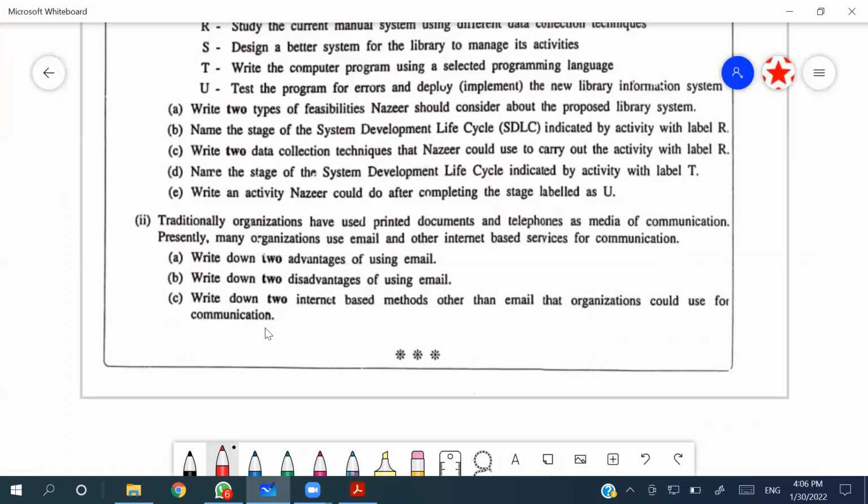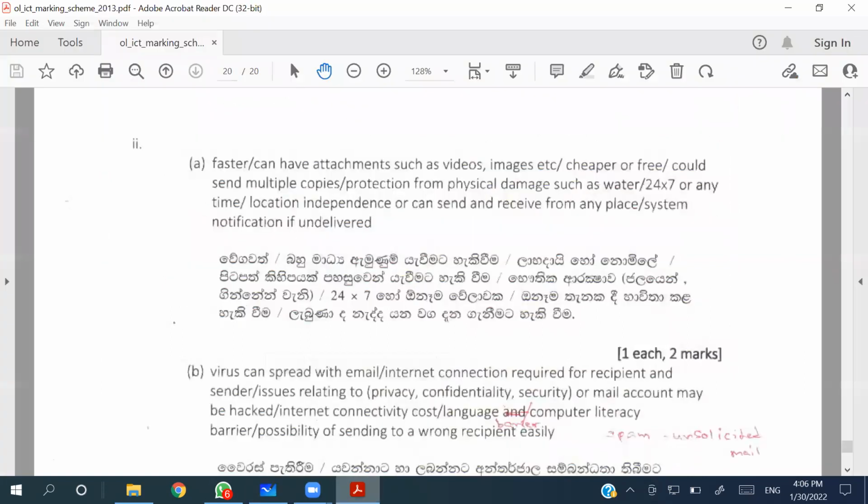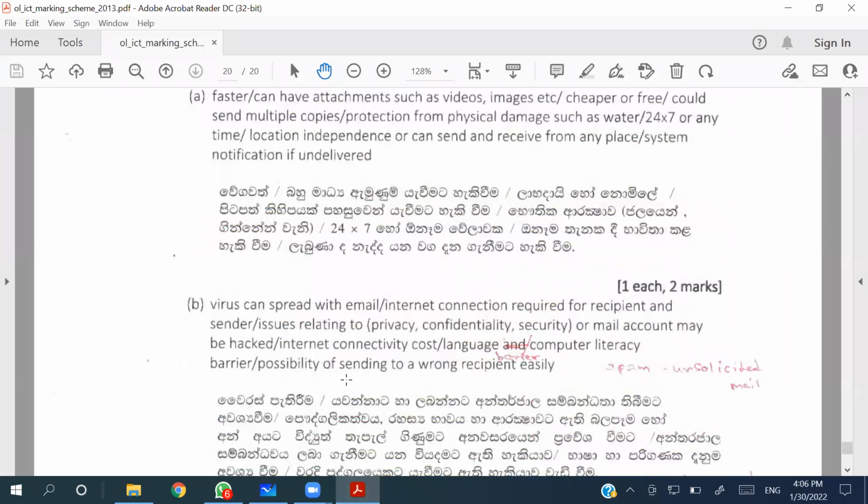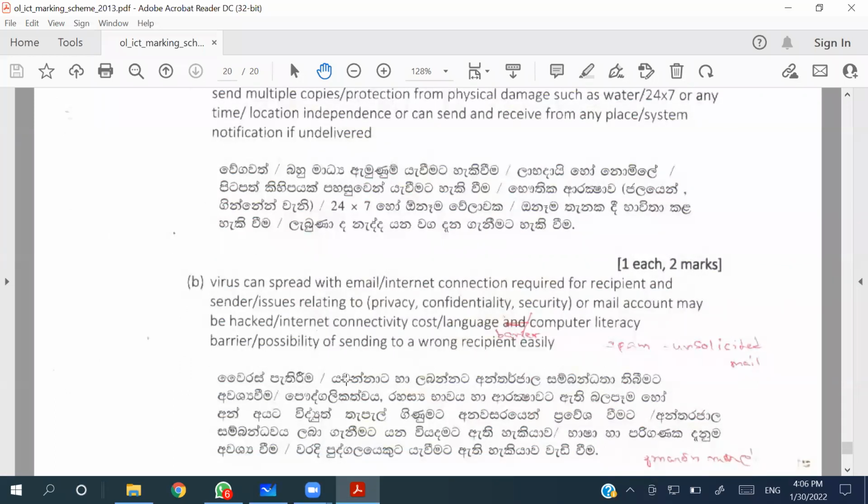And the next, write down 2 disadvantages of using emails. Now, there are very minimal disadvantages. You need an internet connection to use this, right? And things like viruses and malware can be spread through the email. There is a potential of spreading through that.